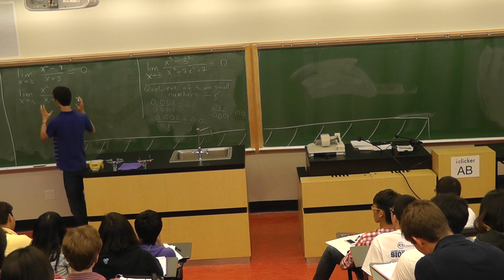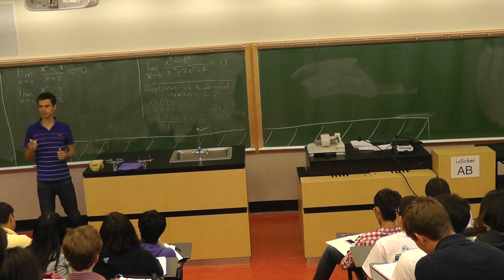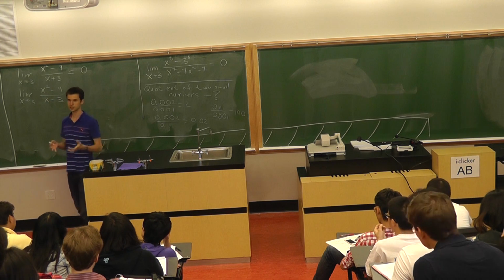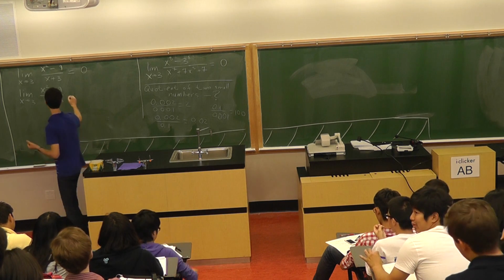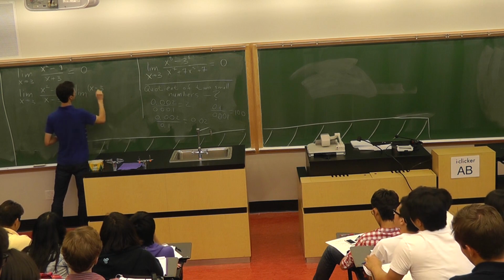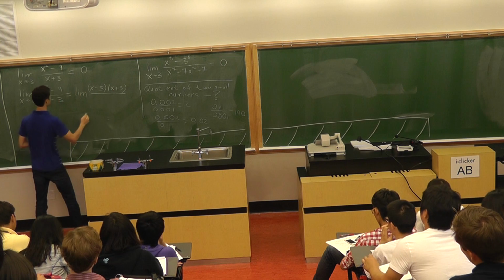So you can apply this kind of reasoning. On the other hand, as you suggested, we can factor the numerator. We can see why it actually tends to 0 when x tends to 3. And the reason is because it is a product of x minus 3 and something else, in this case, x plus 3.